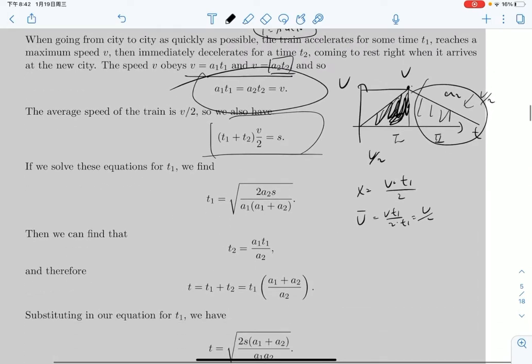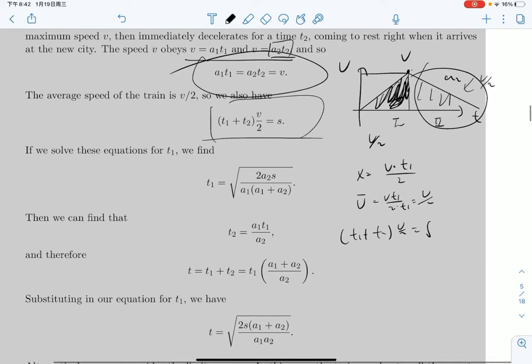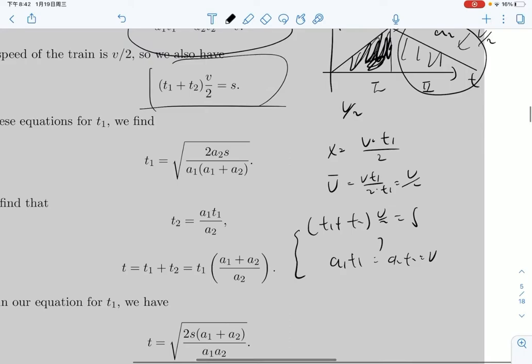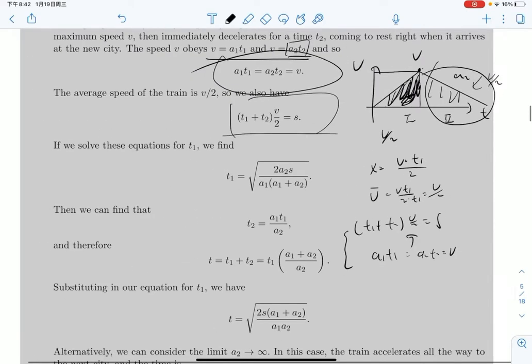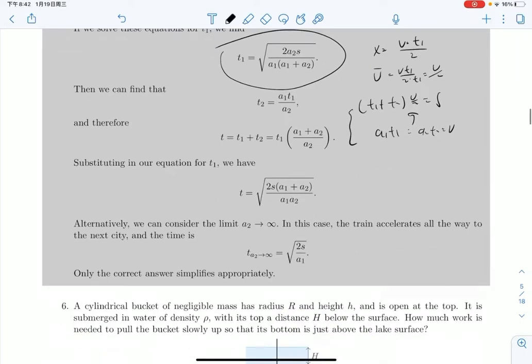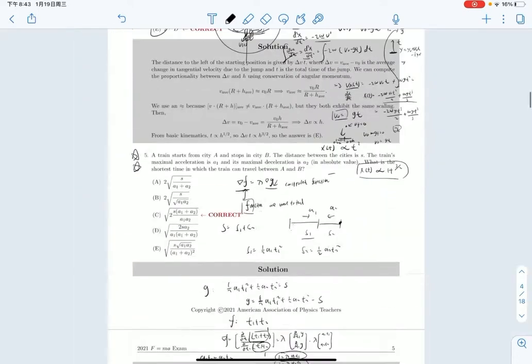And now you will have T1 plus T2 times V divided by 2 is equal to S. If you solve the equation, A1 T1 is equal to A2 T2 is equal to V. If you plug back to here, you can get T1 to be this. This question is really hard, to be honest.